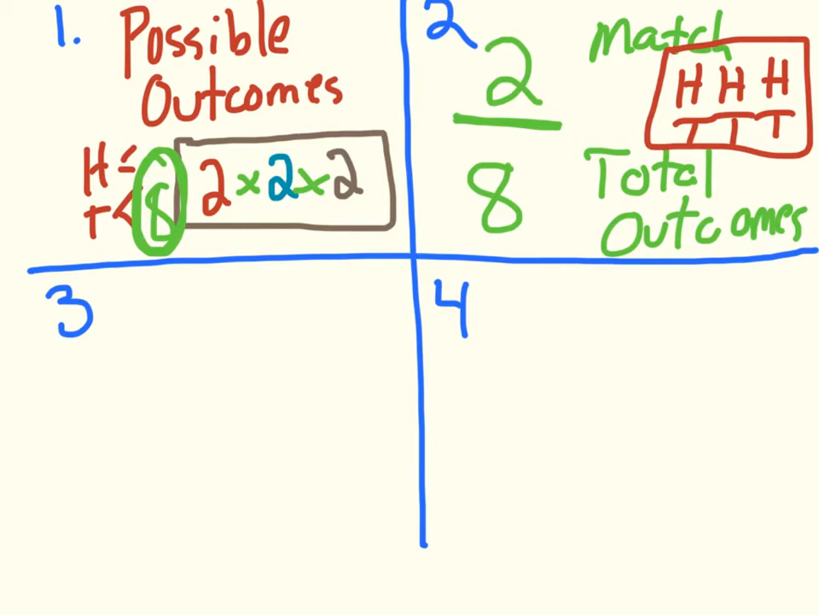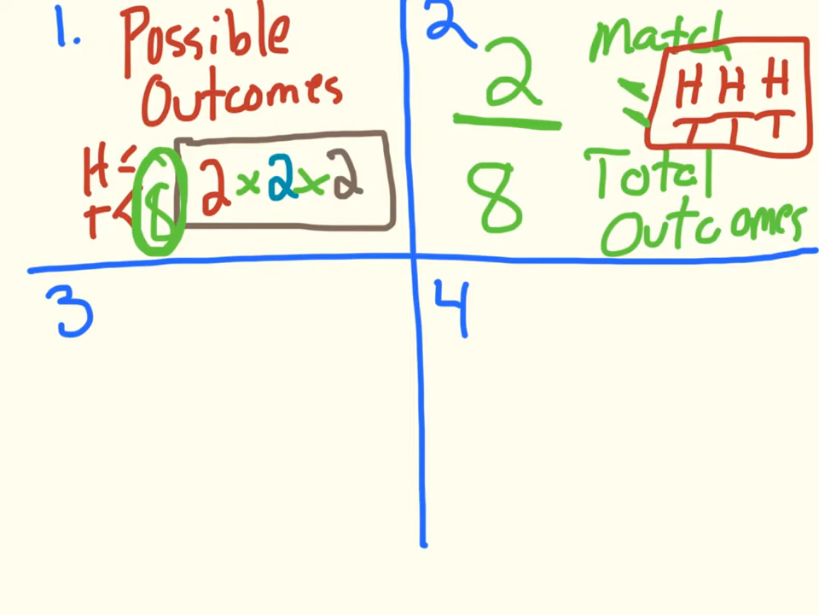Question number 3 asks us, what is the theoretical probability that exactly 2 coins will match? Well, we have to try and figure out all the ways that we can have only 2 coins match. So again, I could think about listing out all the possible outcomes when I flip 3 coins. But here's what I'm going to do. I know 2 ways where there are not going to be only 2 coins that match. We looked at them up here: heads, heads, heads, tails, tails, tails.